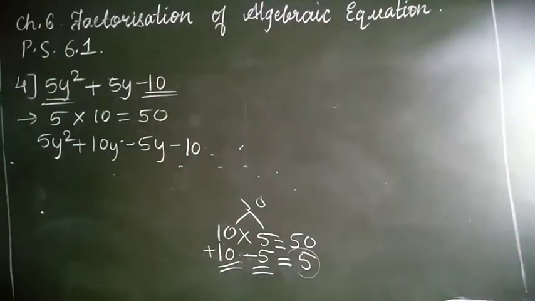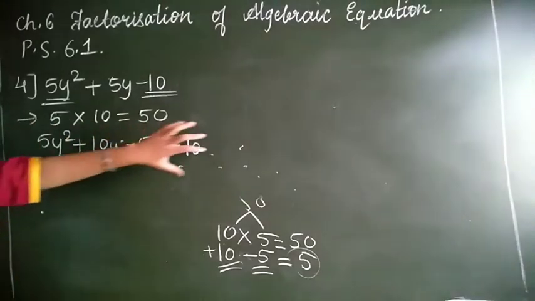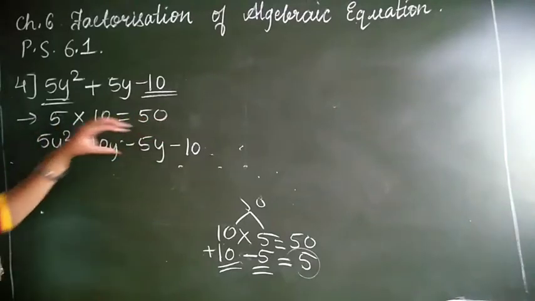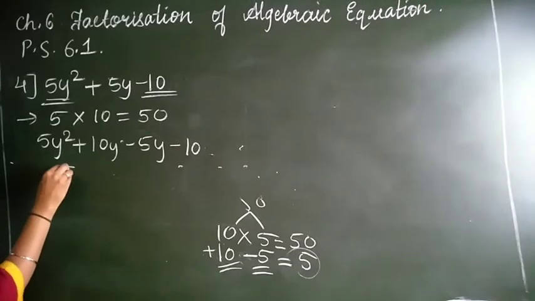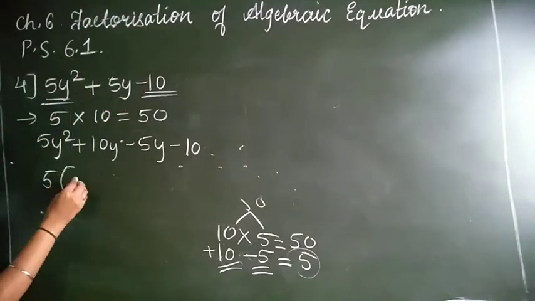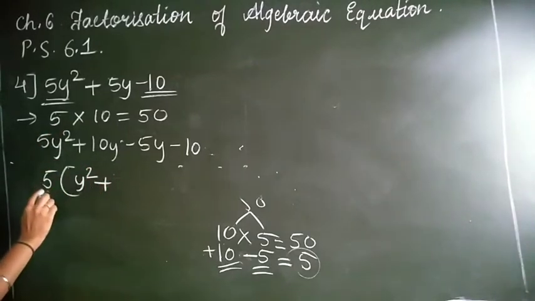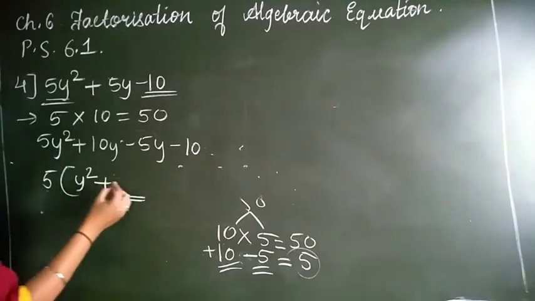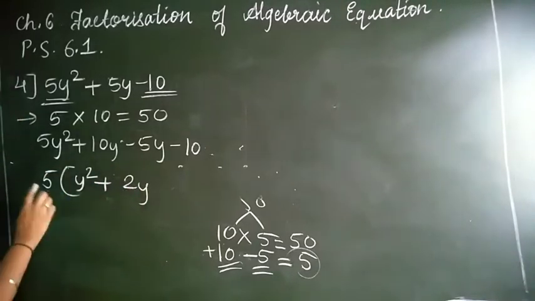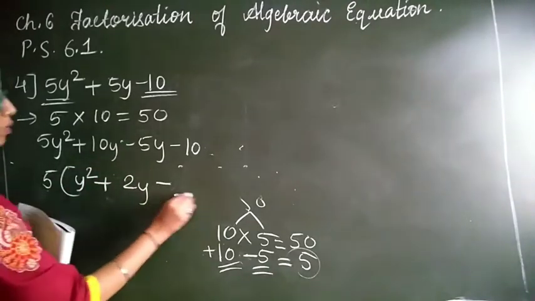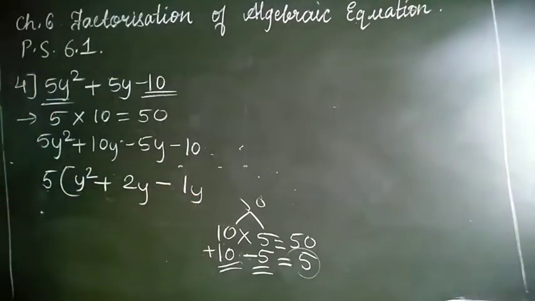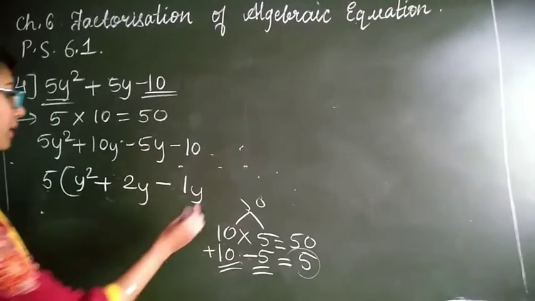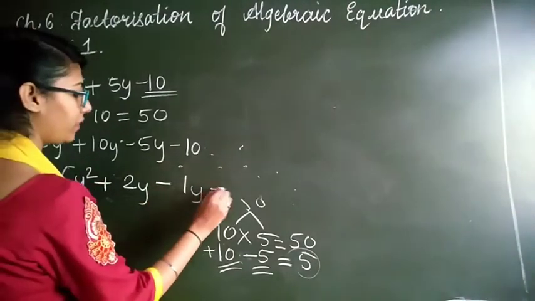So now we will take common factor as 5 for the whole bracket. So 5 in the bracket. 5 into y square will be 5y square, plus 5 into 2y will be 10y, minus 5 into 1 will be 5, and last minus 5 into 2 will be 10.